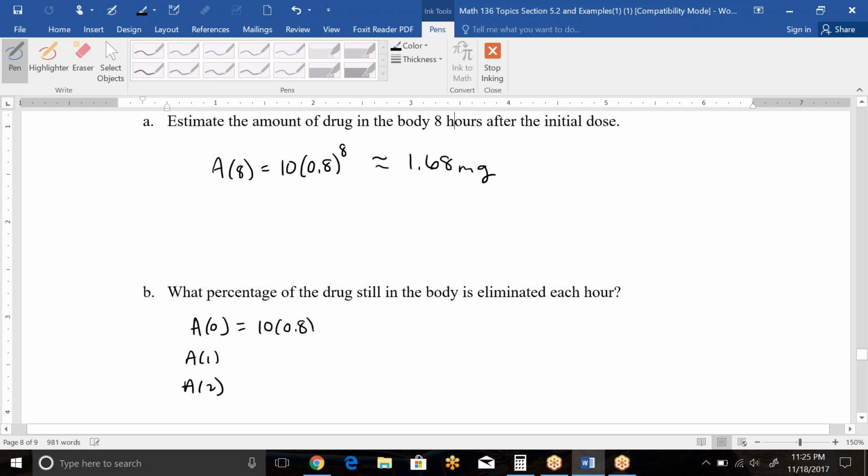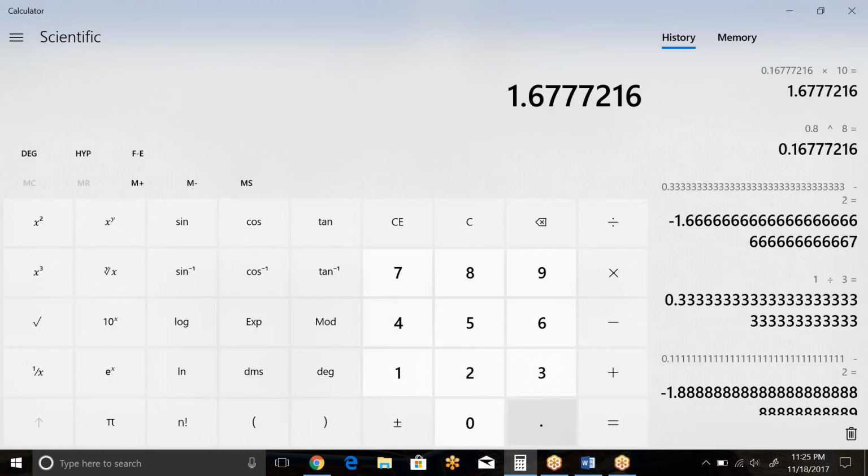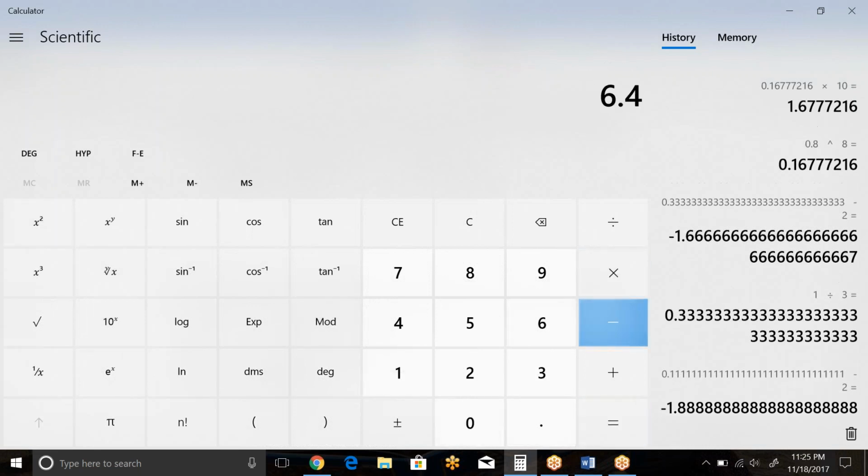Now, 0 is when you just receive the drug. So A of 0 is 0.8 to the 0, which is 1, times 10. So that's 10 milligrams. No drug has left your body. And A of 1 would be 0.8 times 10, so that's going to be 8. That does not mean you lose 2 milligrams every hour. It's just we're going to look at the percentage. And A of 2 is 0.8 squared times 10, so that's going to be 6.4.